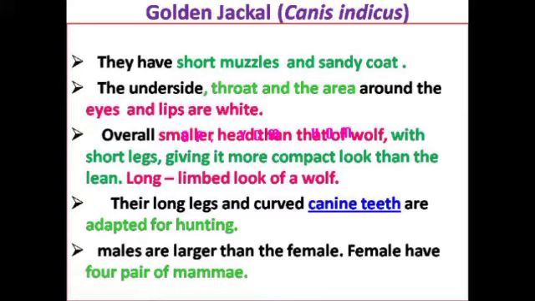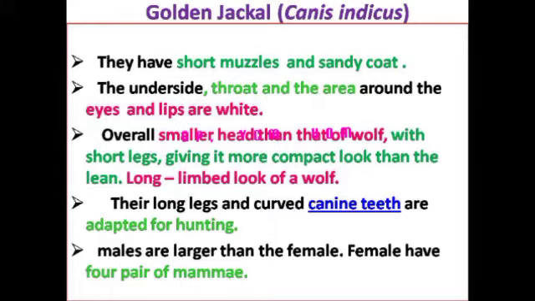And they have long legs and curved canine teeth adapted for hunting purposes. Males are larger than females, which have four pairs of mammary glands, that is mammae. Okay, so this is about a few general characters of the jackal.